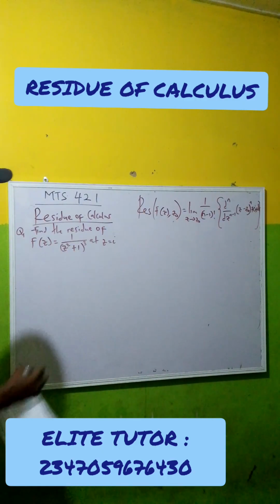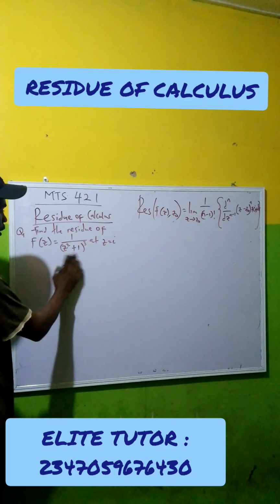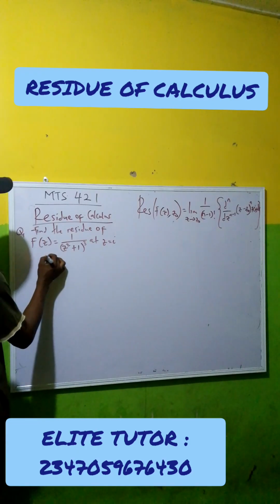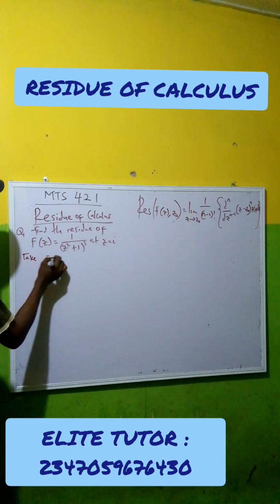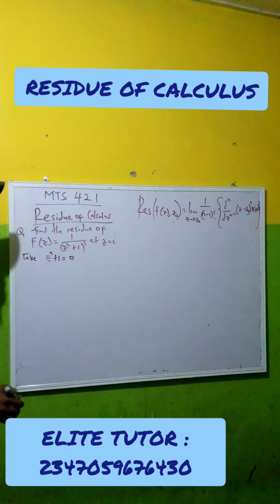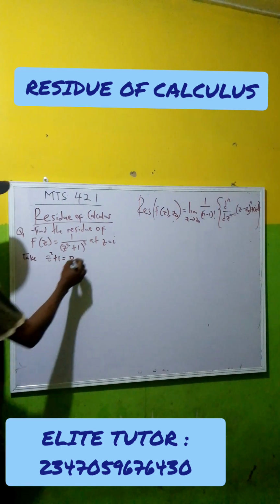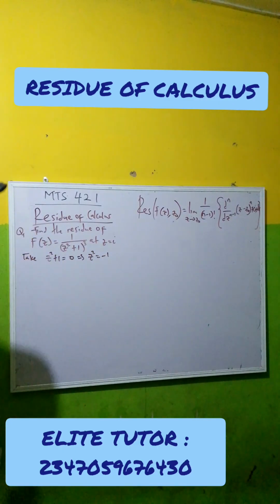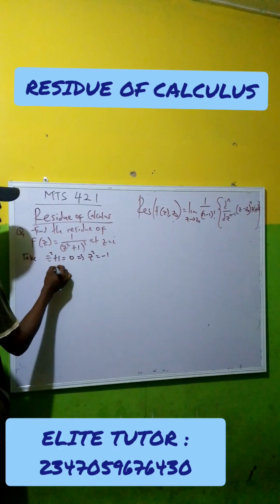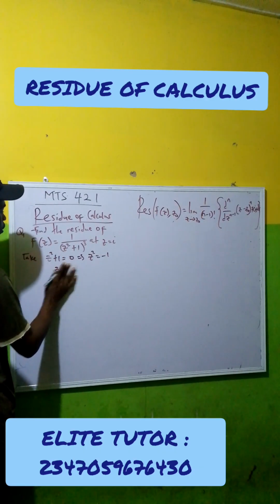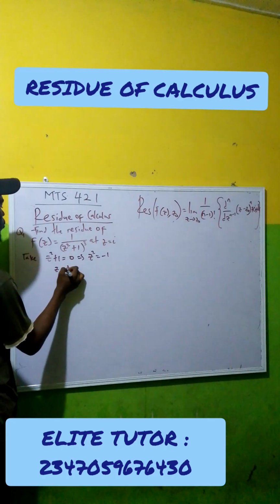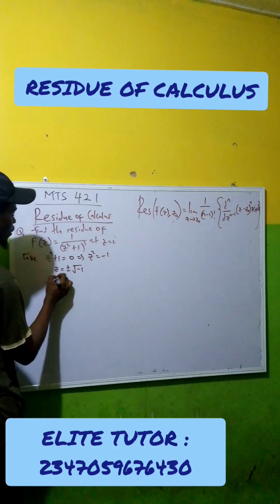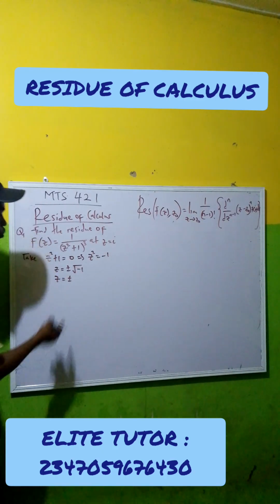The way you can find a pole is to express this in a simpler form. The first step is to take what you have here and put it equal to 0, as if you are finding the pole. So z squared plus 1 is equal to 0, which implies that z squared is equal to minus 1. Now, this is the same thing as z equals plus or minus square root of minus 1.